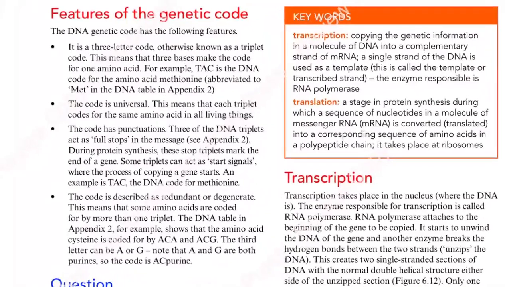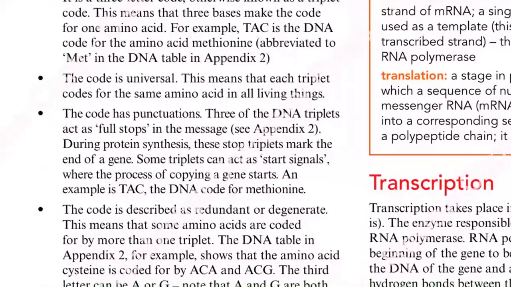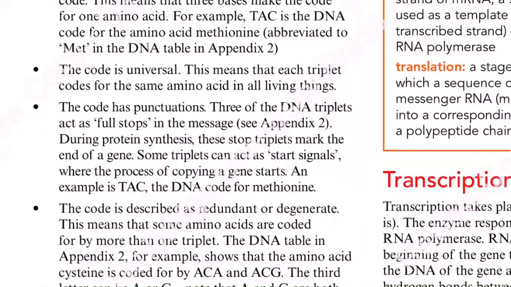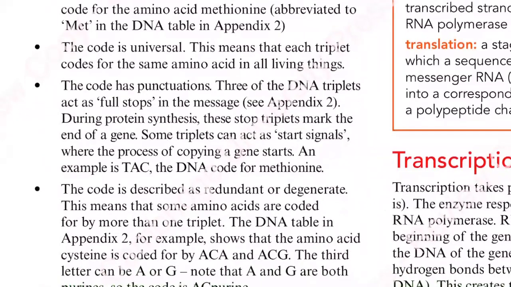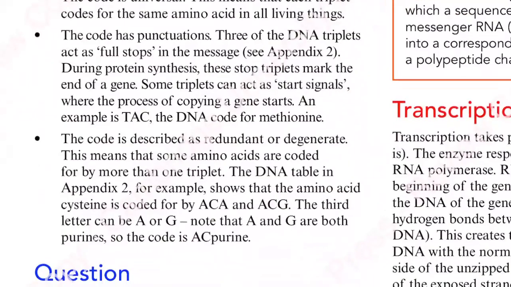So a 3-letter code, right? The code is universal. And this means that, universal ka matlab, each triplet codes for the same amino acid in all living things. Whether it's me, for example, let's say if UAC is coding for methionine, it's the same in a bacteria also, right? The code has punctuation, so we have stop signals and we have start signals, right? As I told you, TAC is representing methionine.